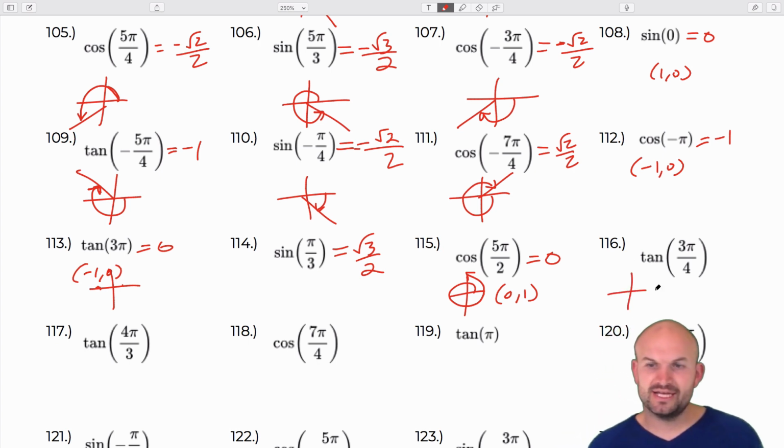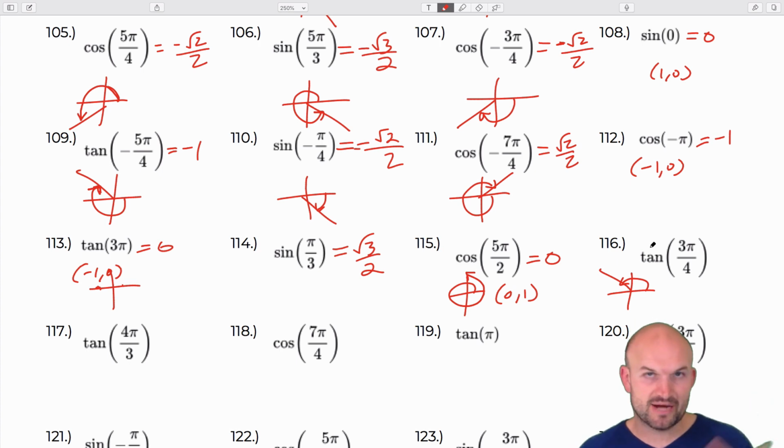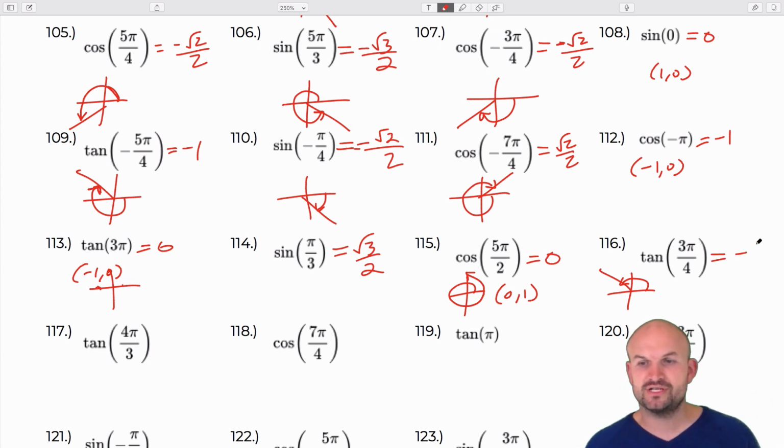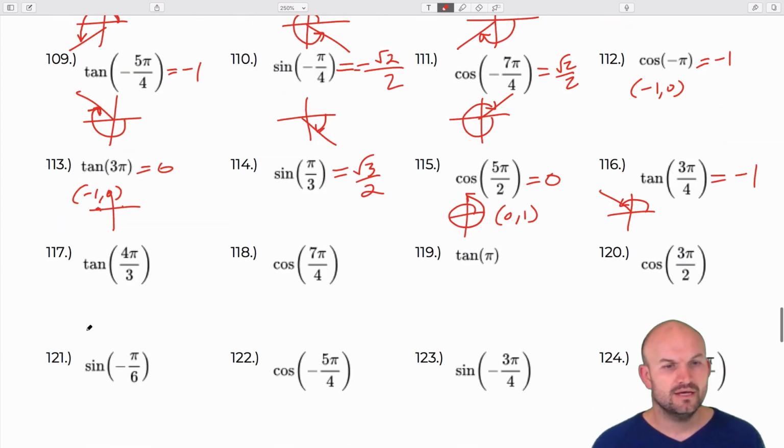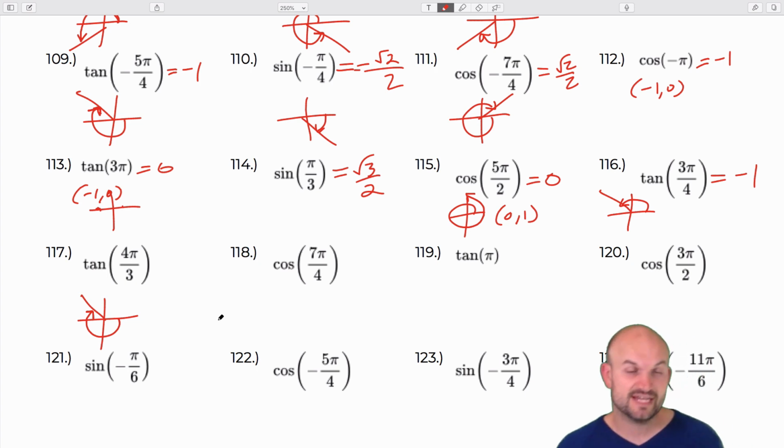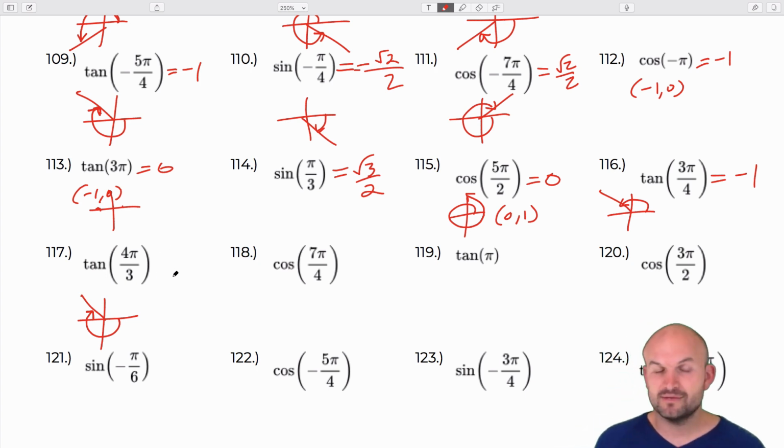3 pi over 4 is in the second quadrant, reference angle pi over 4, so the tangent of pi over 4 is 1, but since it's in the second quadrant, it's a negative 1. 4 pi over 3 is going to be in the second quadrant as well, so tangent's negative. This one has a reference angle of pi over 3, so therefore the tangent of pi over 3 is square root of 3, but again, it's in the second quadrant, so it's negative.